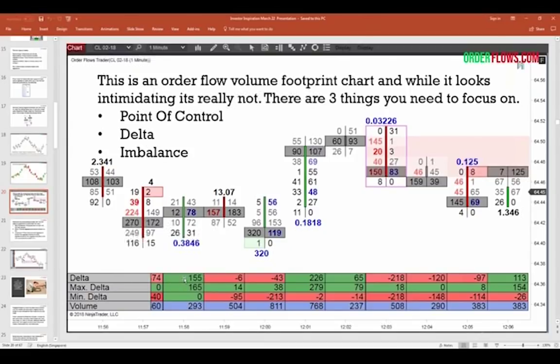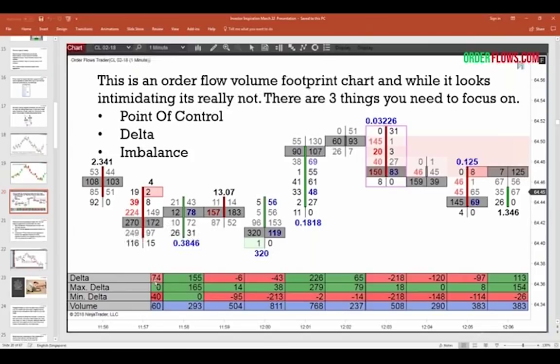You can see if it's a green number, it means positive delta. So you had net aggressive buyers in this bar. Versus the next bar, you had a delta of -6. You had net aggressive sellers of 6, more aggressive sellers than aggressive buyers, and so on. So you see different numbers, -43, 226.